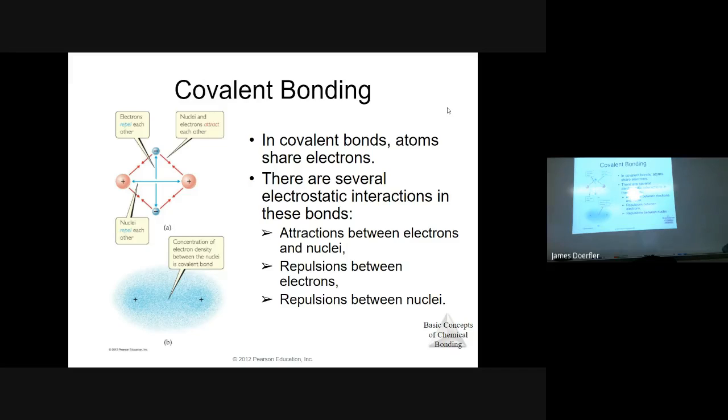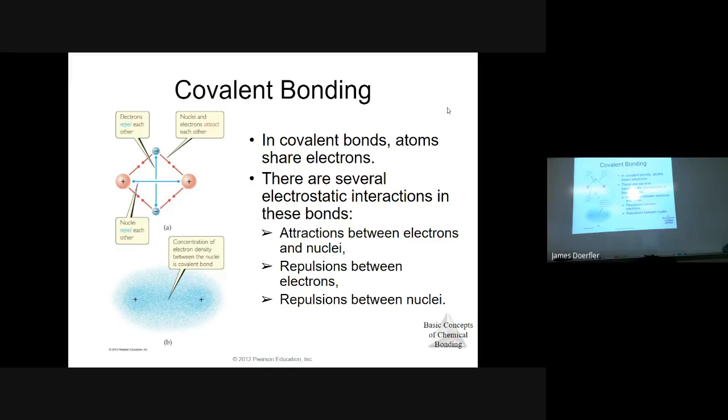Moving on to covalent bonding. As the word suggests, covalent, we have atoms that are going to share electrons. More importantly, they're going to share their valence electrons. So there are several electrostatic interactions in these bonds. We have the attractions between electrons and nuclei. We have the repulsions between electrons, as well as the repulsions between the nuclei as they are bonded.